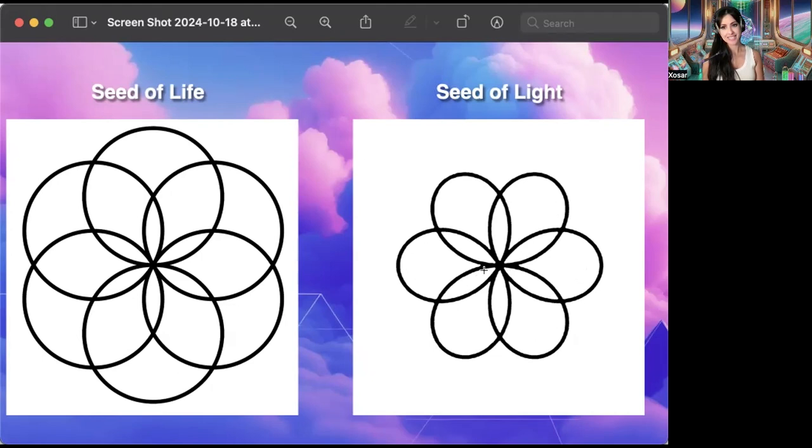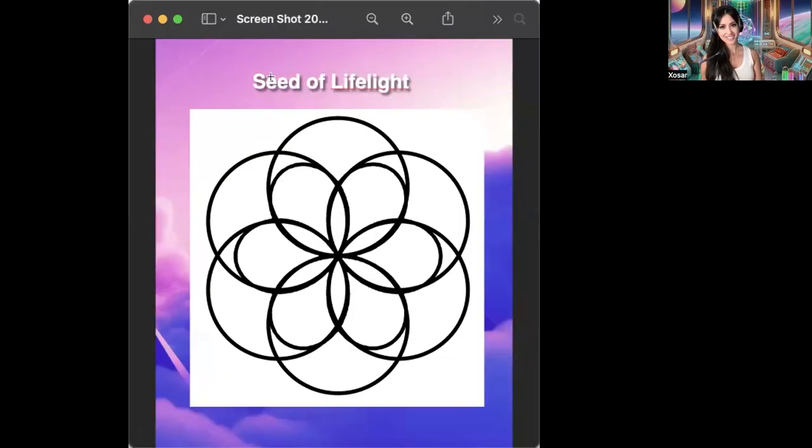perpetual movement, whereas the seed of life is a slightly different geometry that does not allow the same type of perpetual flow. As you can see, when you hit this center point, you would need to bend at an angle in order to continue the flow. And now we're going to look at the two of them overlaid. I'll call this one the seed of life light.